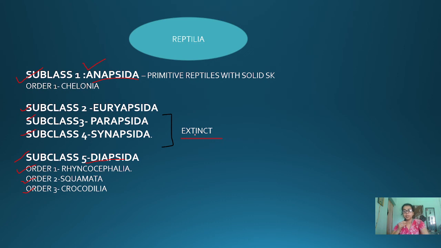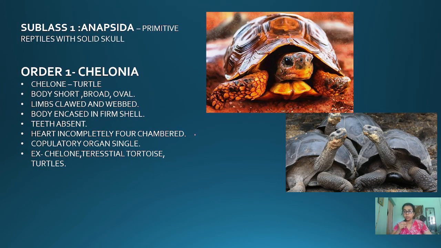So what are Anapsida? Anapsida are those which include the turtles and the tortoise, or you can say these are the primitive reptiles, and the order is Chelonia. So the turtle and tortoise belong to the order Chelonia. And what is the major difference between the turtle and the tortoise? The turtle lives in fresh water and the tortoise lives on the land. So these are the major differences between the two, that is turtle and tortoise.